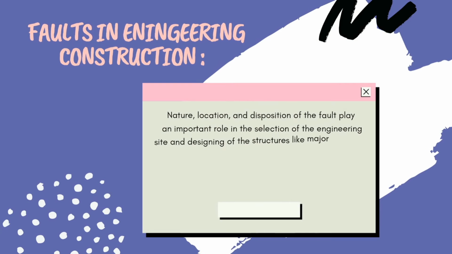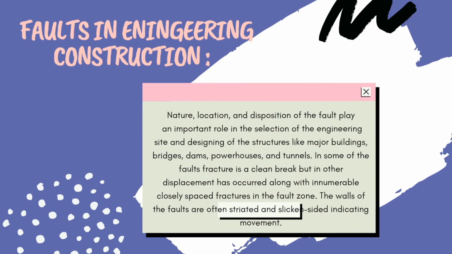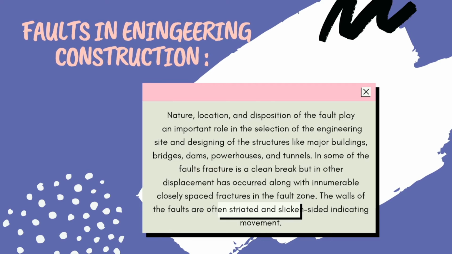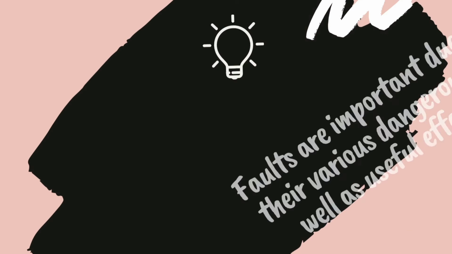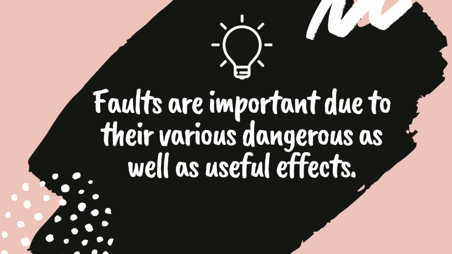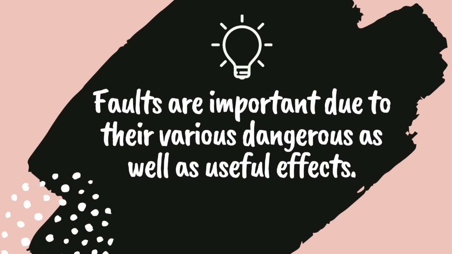The nature, location, and disposition of the fault play an important role in the selection of the engineering site and designing of structures like major buildings, bridges, dams, powerhouses, and tunnels. In some faults, the fracture is a clean break, but in others displacement has occurred along innumerable closely spaced fractures in the fault zone. The walls of faults are often striated and slickensided, indicating movement. So we should know that faults are important due to their various dangerous as well as useful effects.